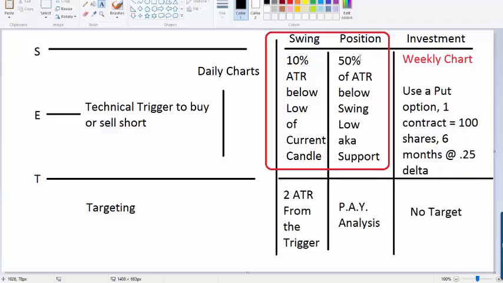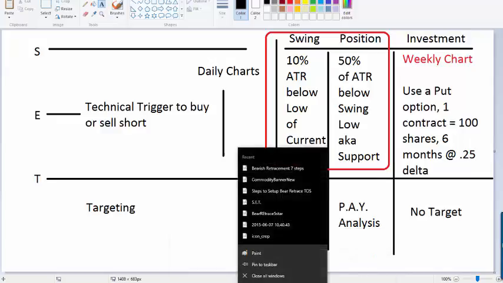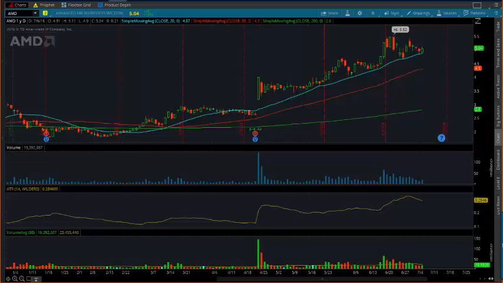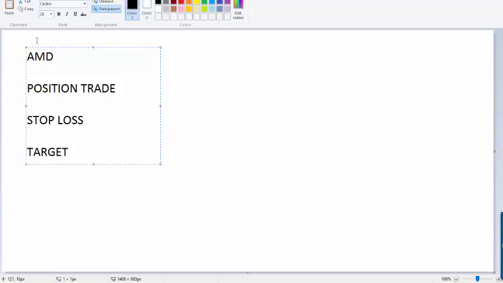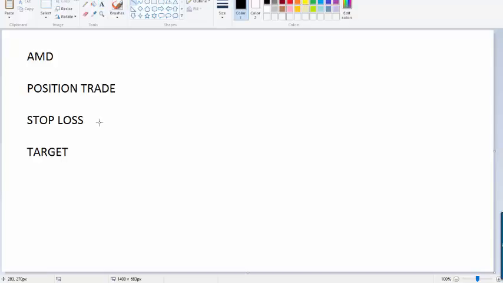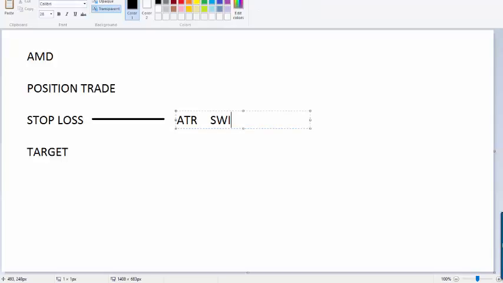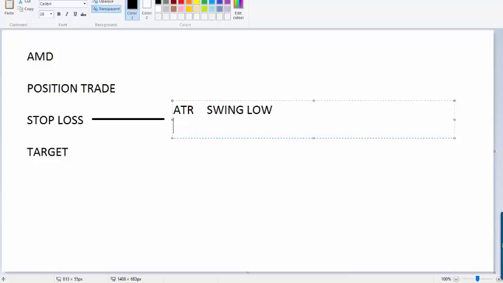So the first one is the stop loss, 50% of the ATR below the swing low. Okay, so for a position trade, let's take AMD, and we're going to set a position trade stop loss and target. We're going to use those design rules I was talking about. So 50% of the ATR below the swing low, so what do we need to know? Well, we need to know the ATR. We need to know the swing low. We can't do the calculation if we don't have those 2 bits of information.